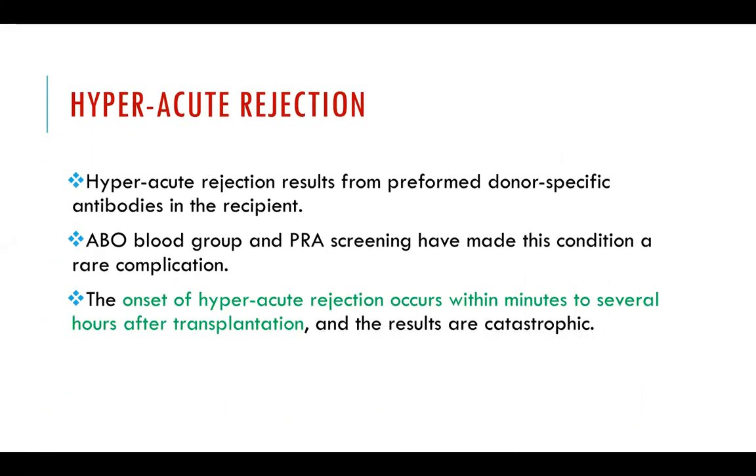Hyperacute rejection results from preformed donor-specific antibody in the recipient. ABO blood group and panel reactive antigen screening have made this condition a rare complication. The onset of hyperacute rejection occurs within minutes to several hours after transplantation, and the result is catastrophic.